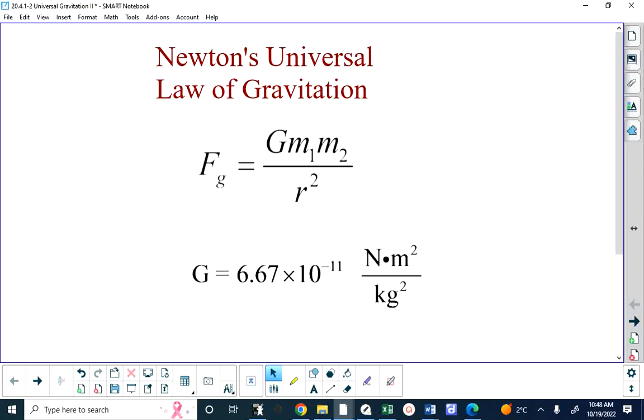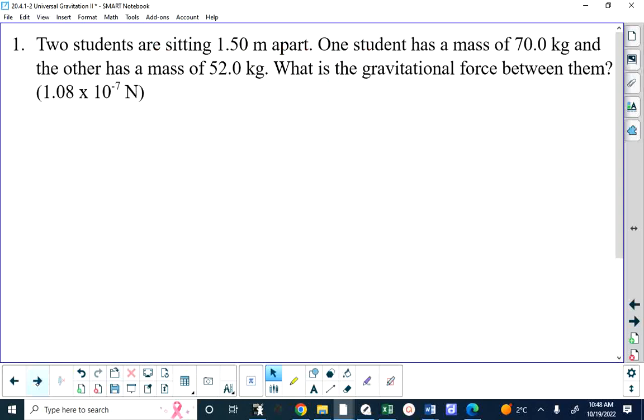As opposed to little g 9.81 newtons per kilogram, which we sometimes call a local gravitational constant. But it's a totally different type of constant. Anyway, that's how you calculate the force of gravity between two masses.